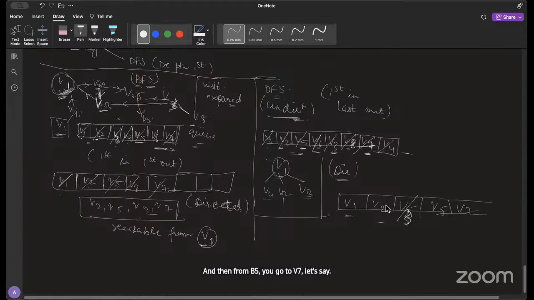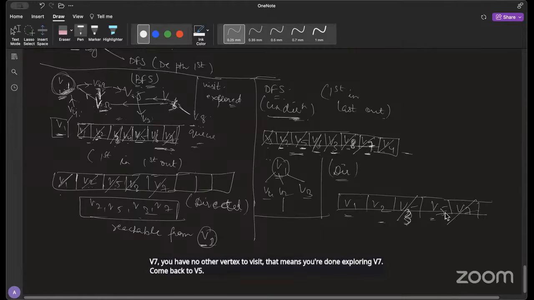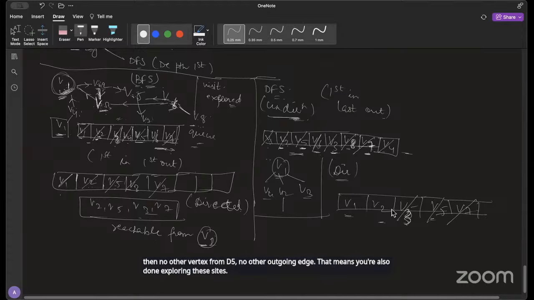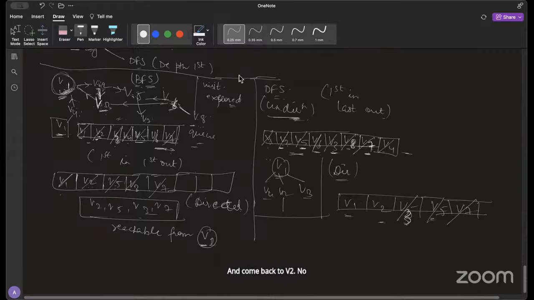From V7, you have no other vertex to visit. That means you're done exploring V7. Come back to V5. No other outgoing edge from V5, so you're also done exploring V5. Then come back to V2. No other outgoing edge, so V2 is also done. Come back to V1. No other outgoing edge. That means V1 is also done. So it's V1, V2, V3, V5, and V7.